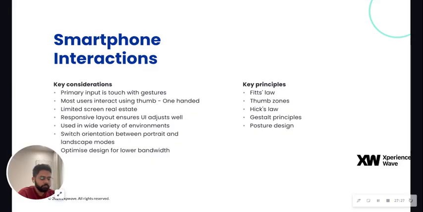Smartphones have limited screen real estate, so it would require very careful consideration of how much information is to be shown in one single go and how it has to be progressively disclosed as well. So prioritize your content and create a very clear visual hierarchy.